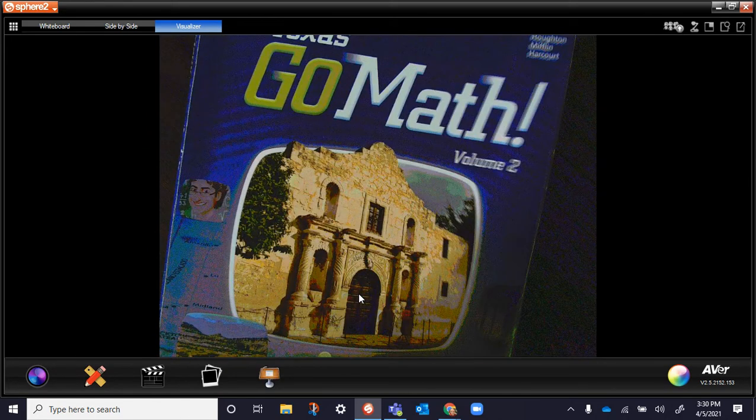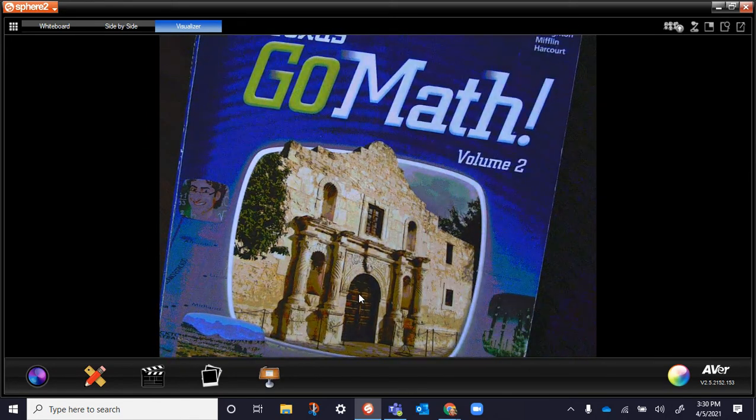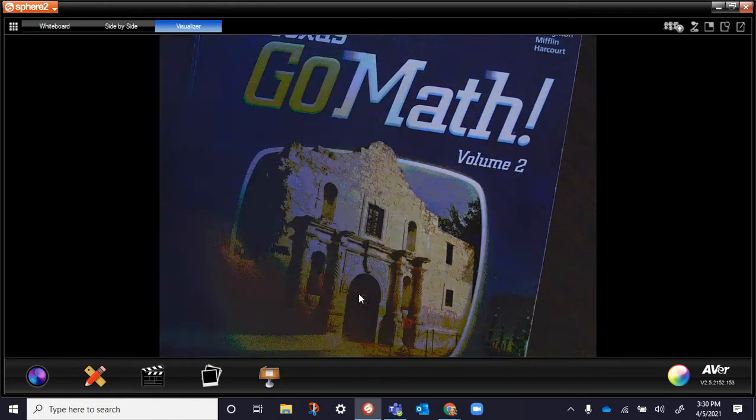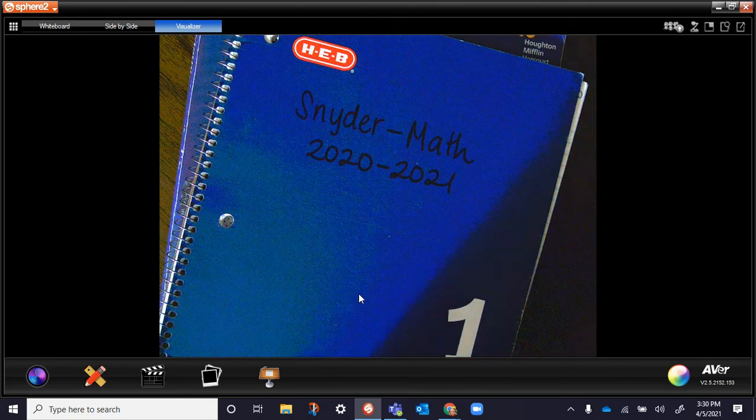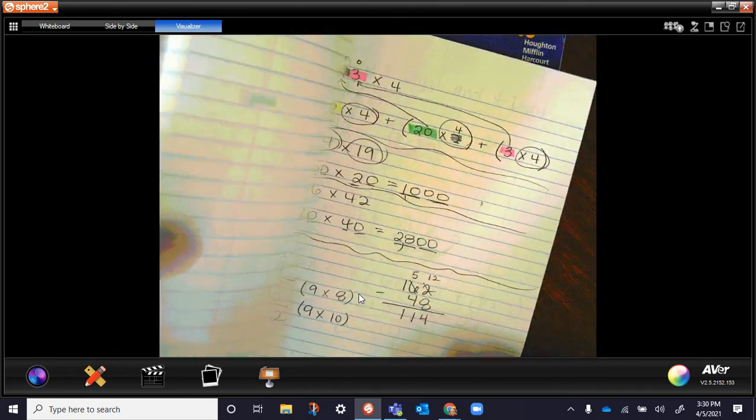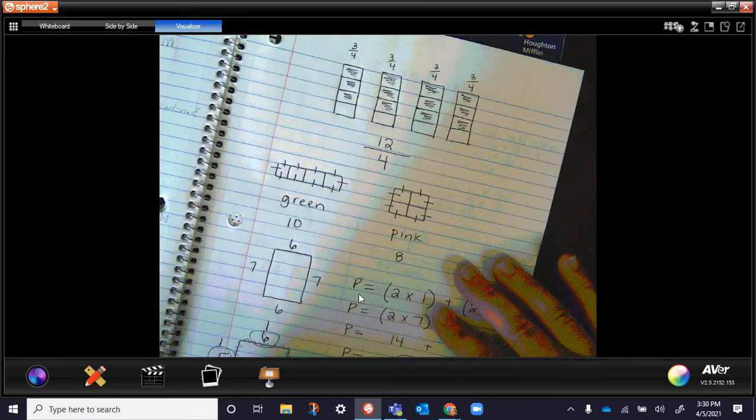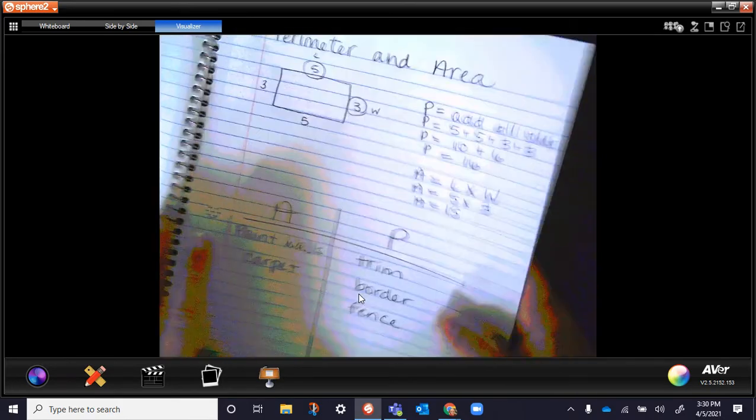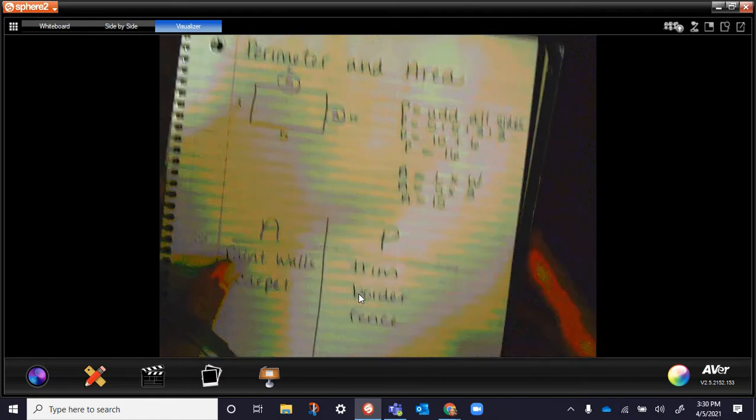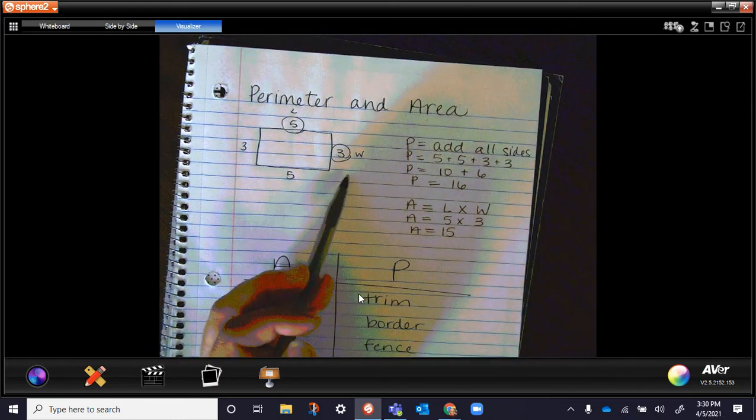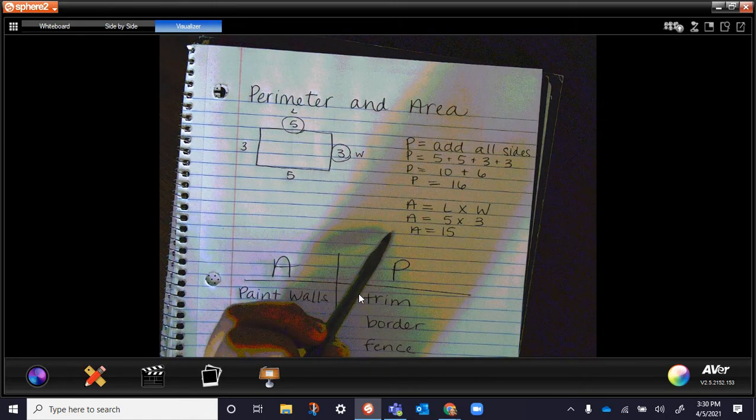Then we went to our notebook. All right, so in our notebook, at the top we titled it perimeter and area. Here's an example of a shape where we found the perimeter and the area.